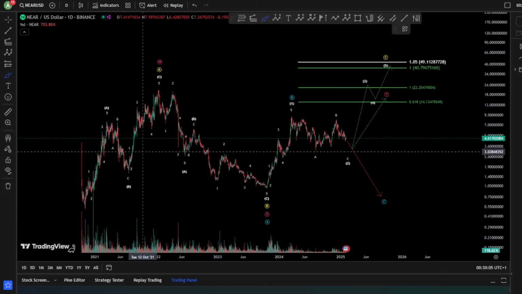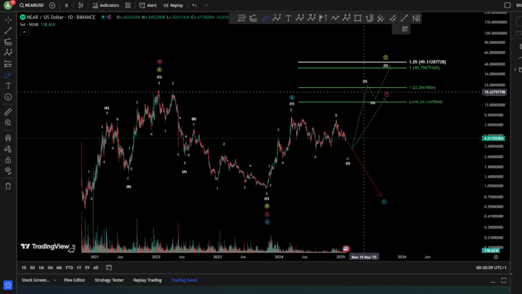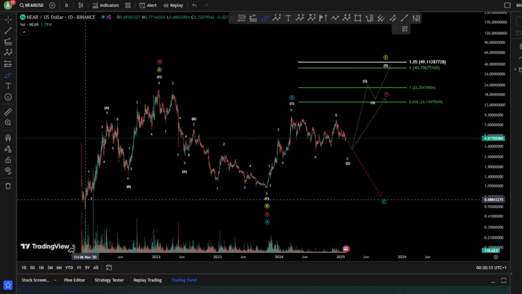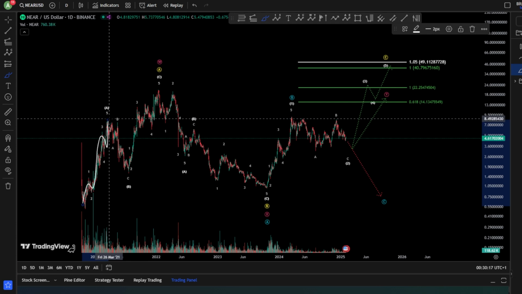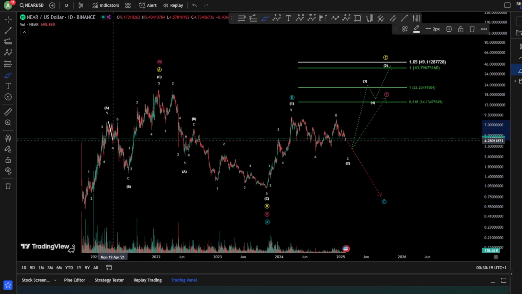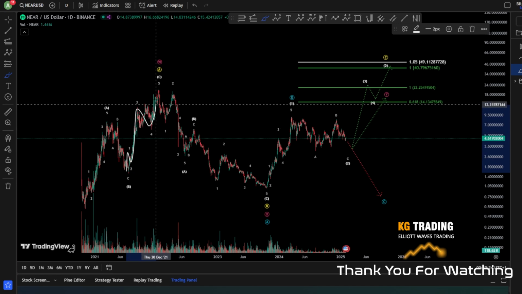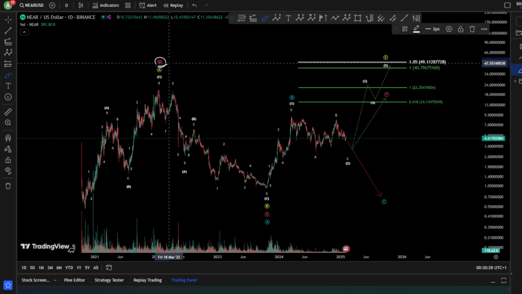Starting on the daily chart here, we have several scenarios. As you can see, bullish and bearish. We have two bullish scenarios. One is bearish, and starting here we have an impulse toward the upside 1, 2, 3, 4, 5, finishing a wave A, and then correction ABC for a wave B, and another impulse 1, 2, 3, 4, 5, finishing a wave A or a wave W.